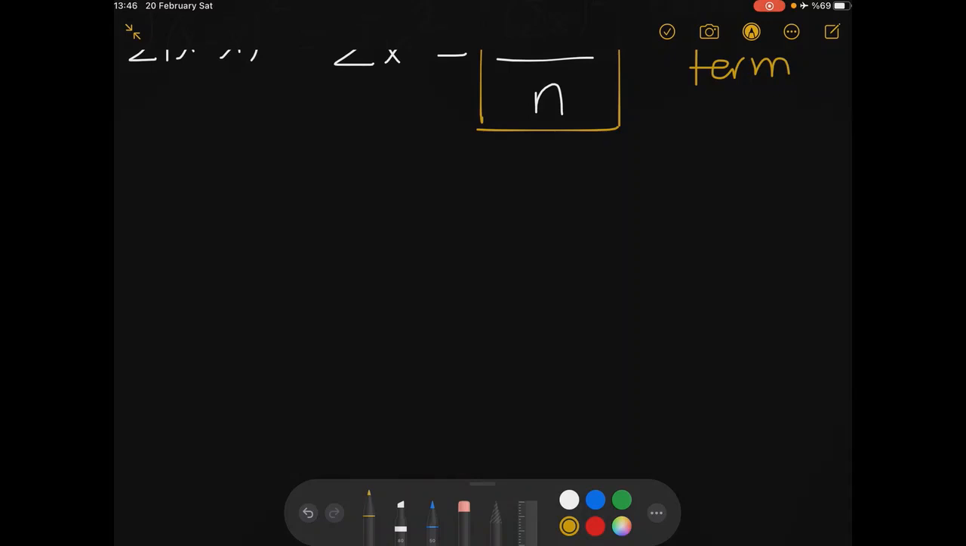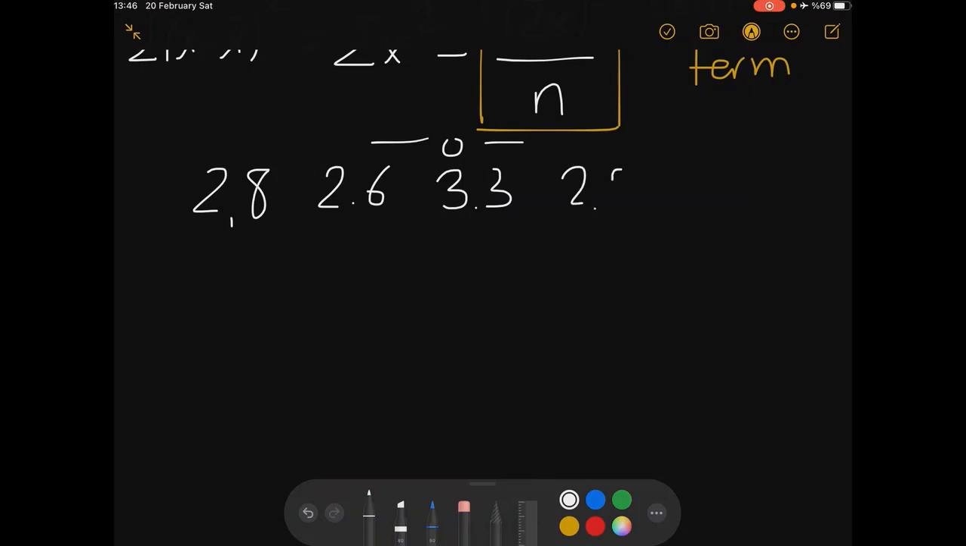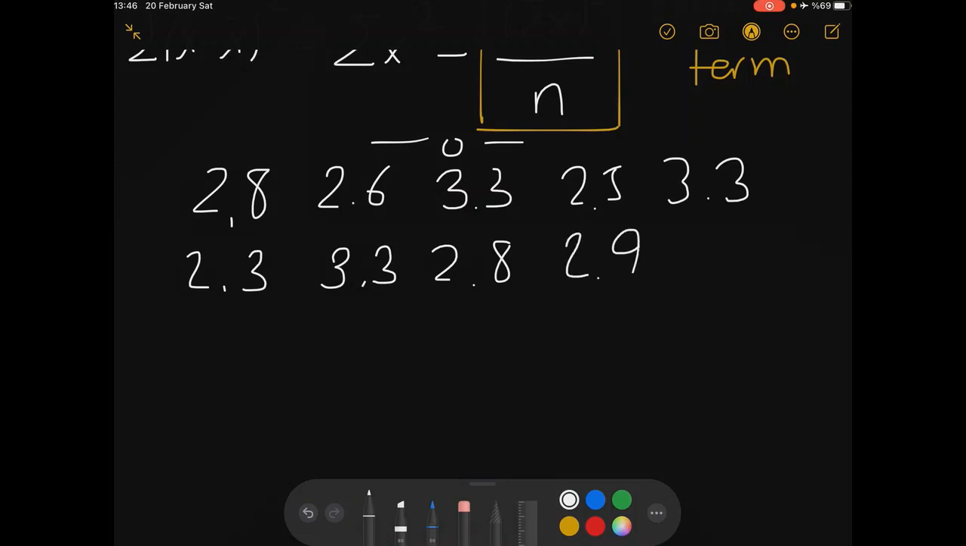We have some newborn babies in a newborn clinic here. This example is from the book, and these are their weights. This is your data set: 3.3, 2.3, 3.3, 2.8, 2.9, 3.3. Okay, what else?